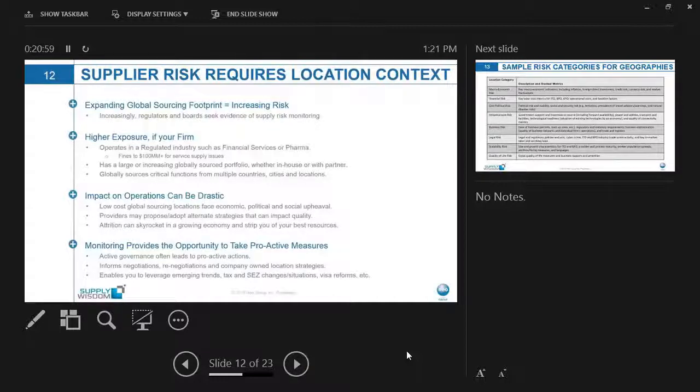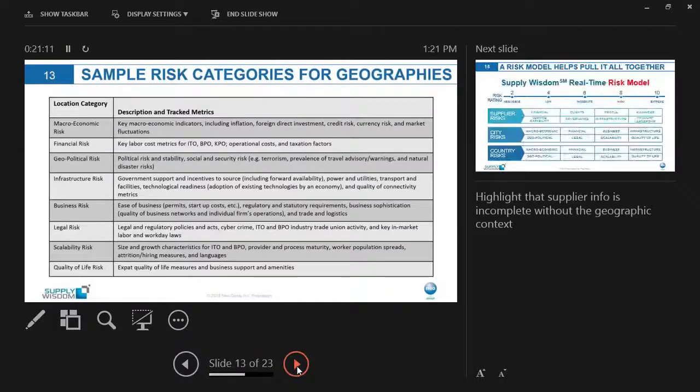So that's why it's really important to track the location that your supplier is delivering from, as well as the supplier itself, because if you track one but not the other, you're going to miss some important pieces of data. So I showed you some examples of risk categories for suppliers, and this is a similar thing, but this is for locations. So again, when NEO tracks risks for locations, this is what we are tracking.